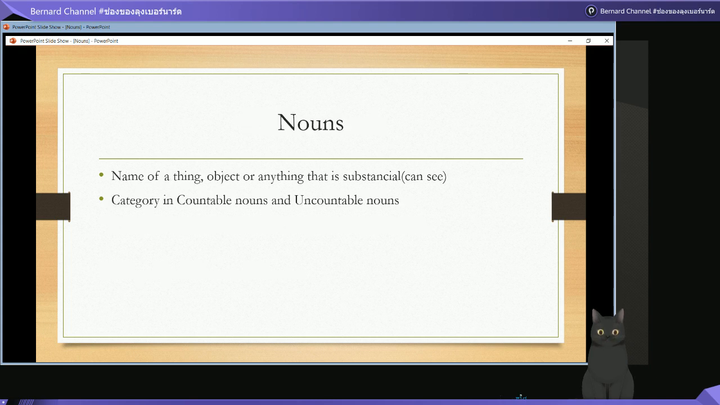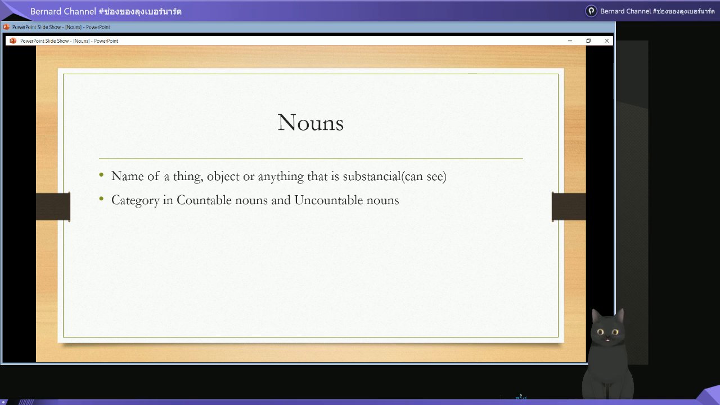Nouns. Let's look at the word nouns. What is it? Well, simply, you might already know it and already use it in everyday life. A noun is the name of a thing, or object, or anything that is substantial. You can see it with your own eyes. If you can see it with your own eyes, it's most likely a noun. Examples are things like a pen, paper, wallet, or computer. Yes, those are nouns. And that's just nouns. We're going to talk about pronouns too.